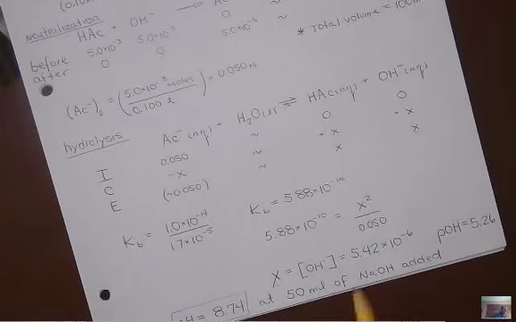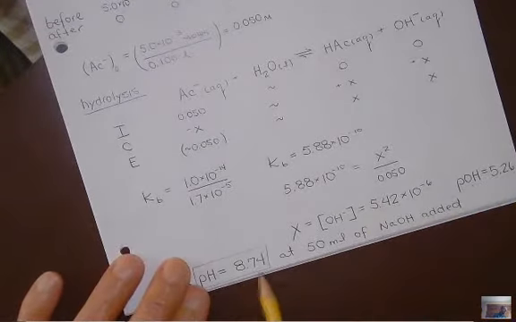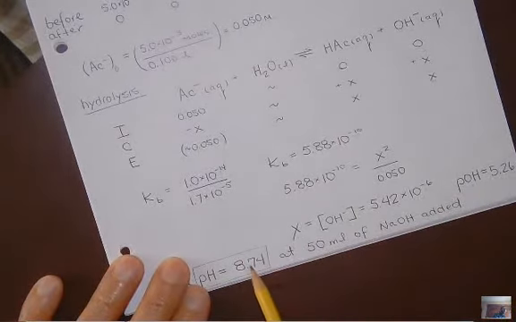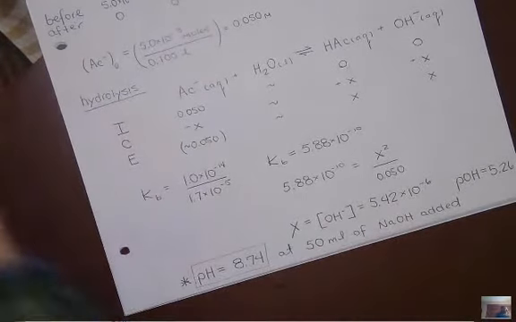Okay, last step. Nobody asks you what hydroxide is or what pOH is. They want to know what pH is. So how do I get the pH? 14 minus 5.26 gives me 8.74. That is the pH at the equivalence point. The equivalence point is 50 milliliters. So I have my second to last point on my sheet.